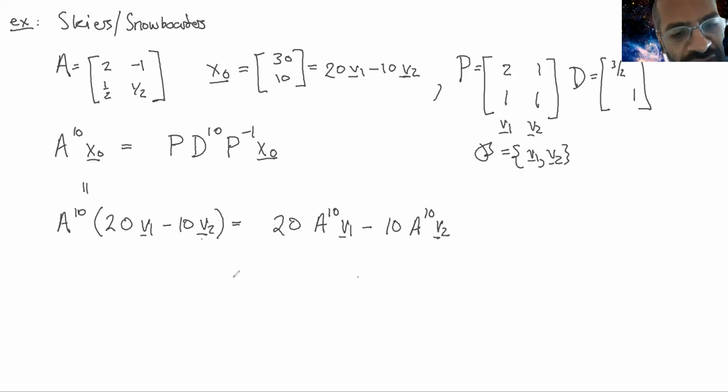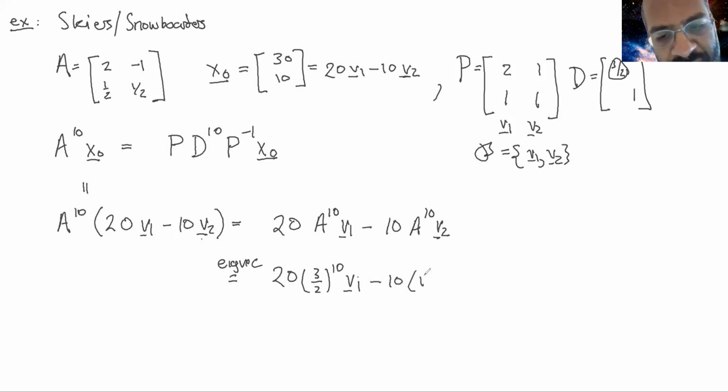But now I use that these are eigenvectors, right? So A just acts like scalar multiplication. Every time you multiply V1 by A, it multiplies it by this number 3 halves. So this is just 3 halves to the 10 V1 minus 10 times 1 to the 10 V2. And then I can calculate what that is.